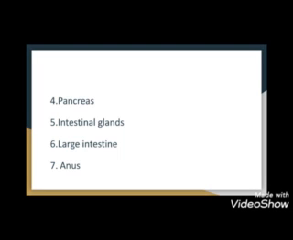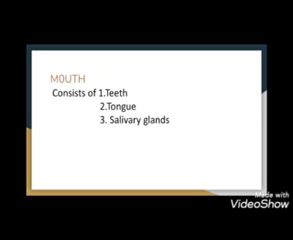Now, let us have a look at the mouth. We'll start with the mouth. The mouth consists of 3 important things: the teeth, the tongue and the salivary glands.